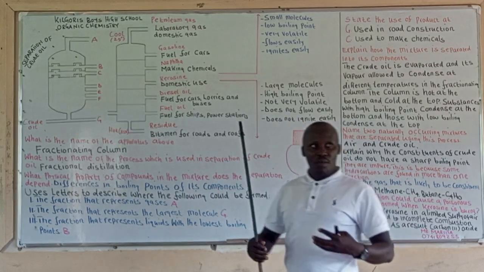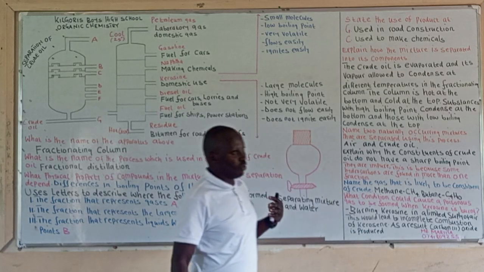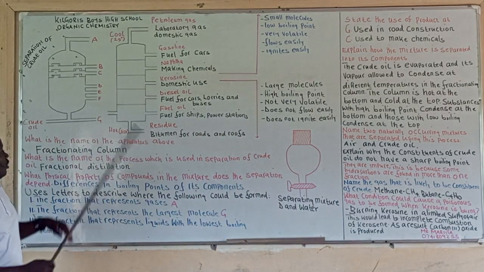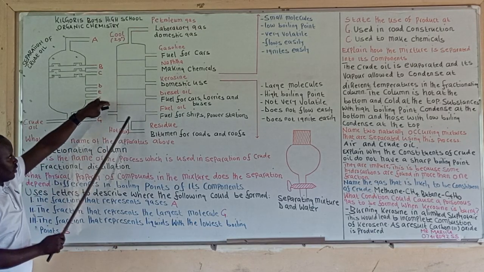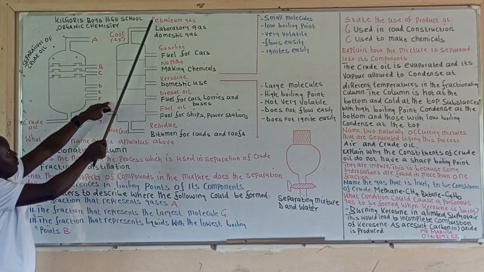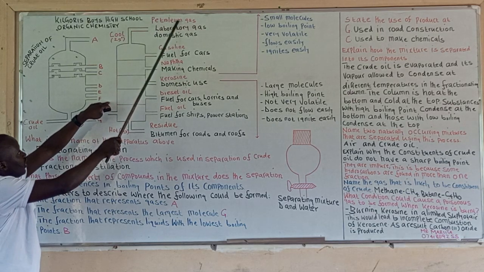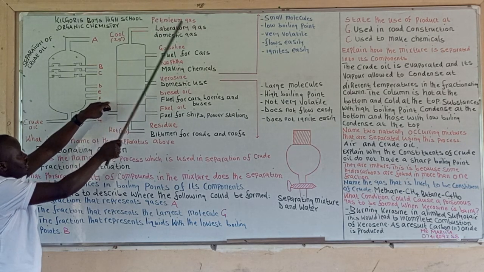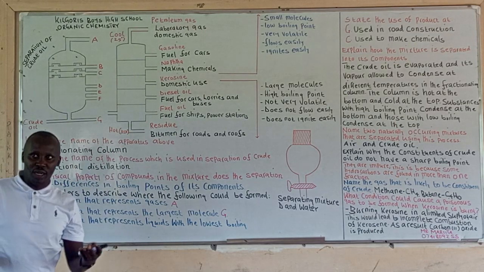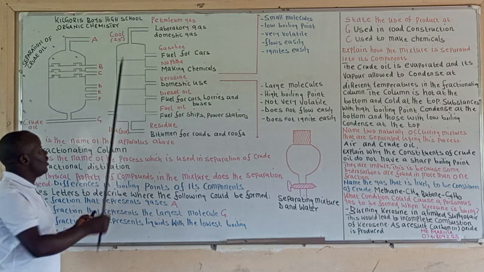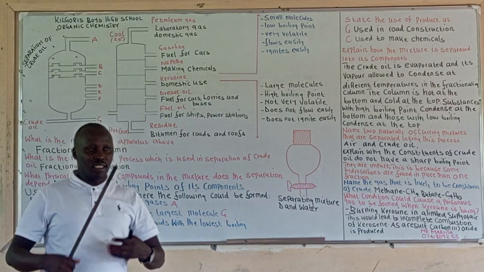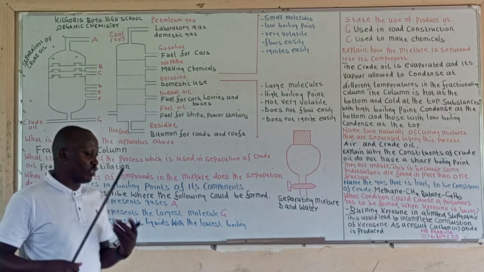And now, what are some of the important features that you are supposed to know about this fractionating column? First of all, we have this fractionating column. At the top, the petroleum gas is being collected. And what are the uses of this petroleum gas? The petroleum gas is normally used as a laboratory gas. It can also be used as a domestic gas.